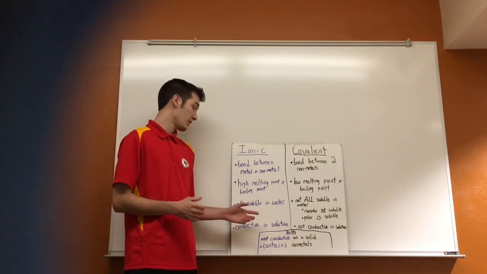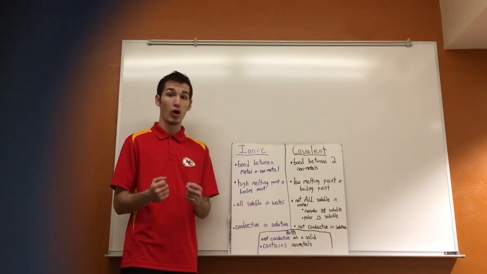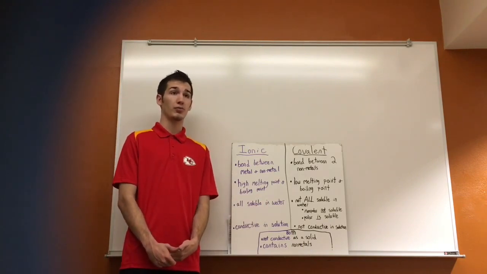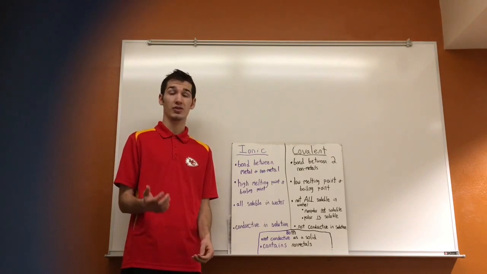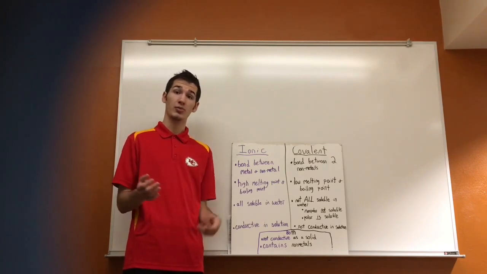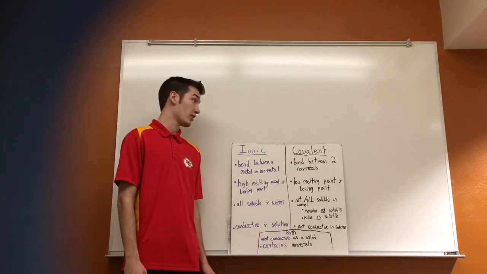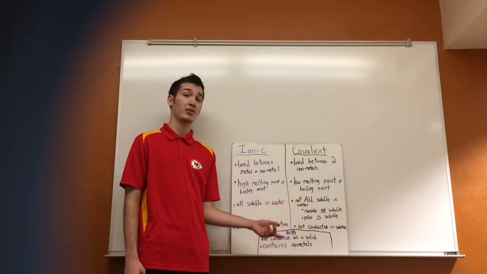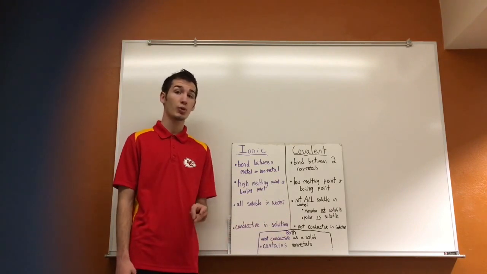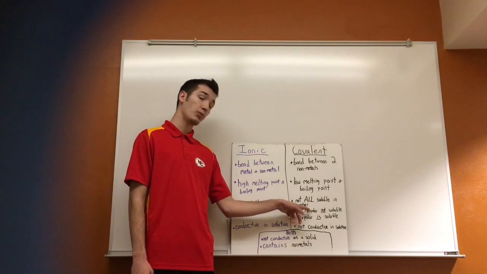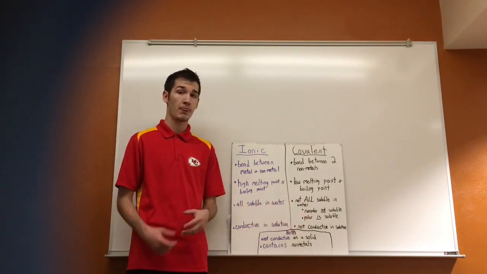Another difference is ionic compounds, they're all soluble in water. So when we drop an ionic compound, like salt, or like table salt, which is sodium and chlorine, that's going to dissolve in water, always. Now, with covalent compounds, they're a little bit different. This is where we divide them into two categories. So we call them nonpolar and polar.